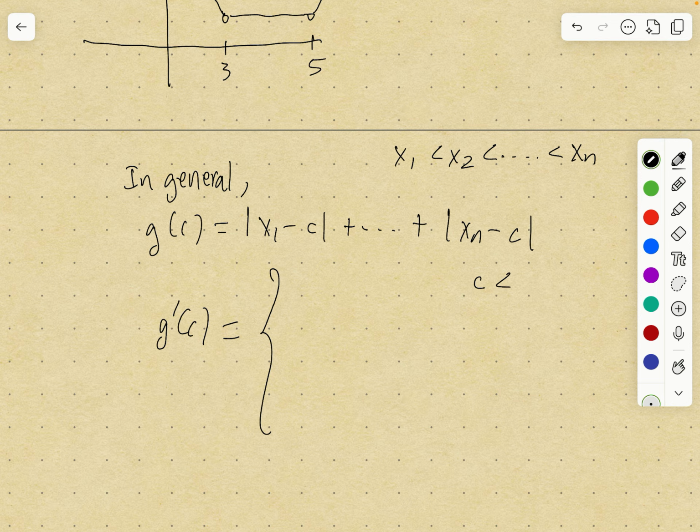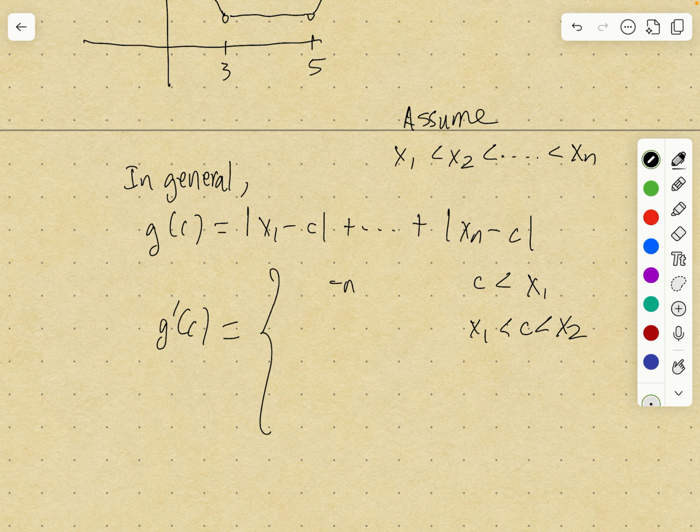So if c is less than x1, so c is less than all of your observations, then you're just going to have a derivative of -1 for each of them. So it's going to be -n. That's the slope. If c is between x1 and x2, then you're going to have 1 from the first term, but then -1 from all the other terms.